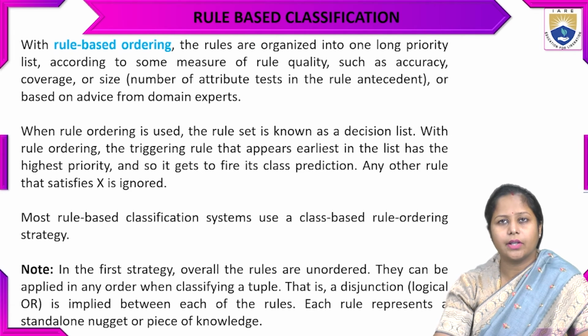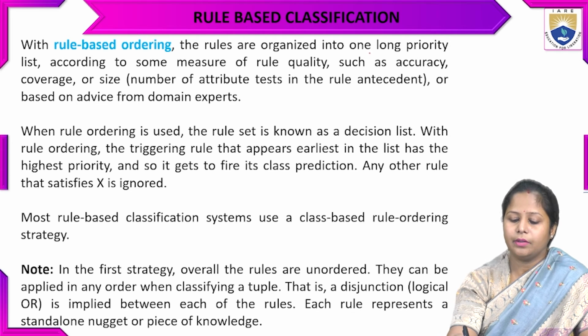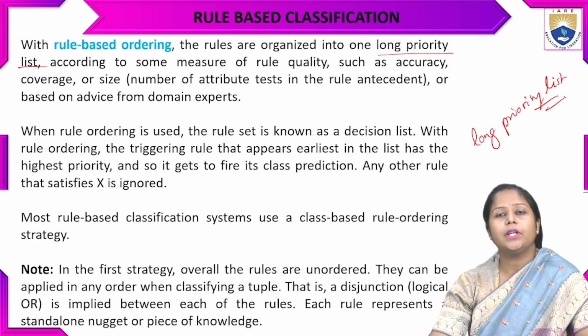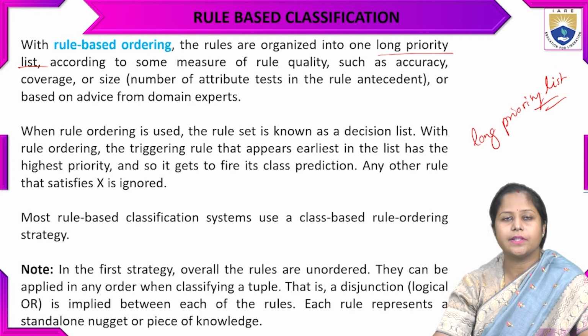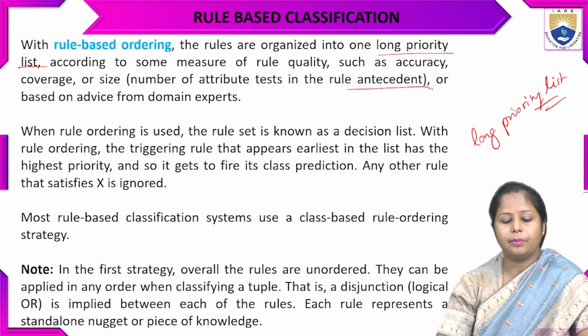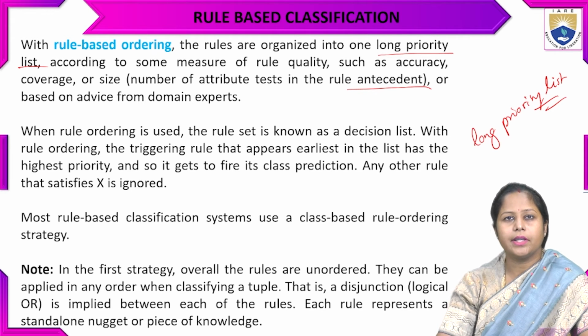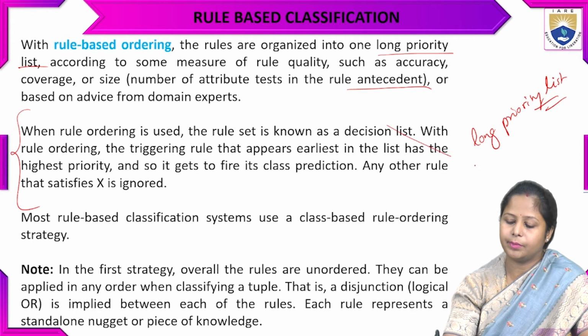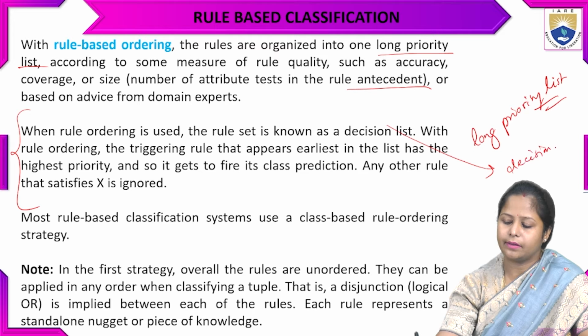With rule-based ordering, the rules are organized into one long priority list according to some measure of rule quality, such as accuracy, coverage, or size. Size is nothing but the number of attribute tests in the rule antecedent. The ordering may also be based on advice from domain experts. When rule ordering is used, the rule set is known as a decision list.